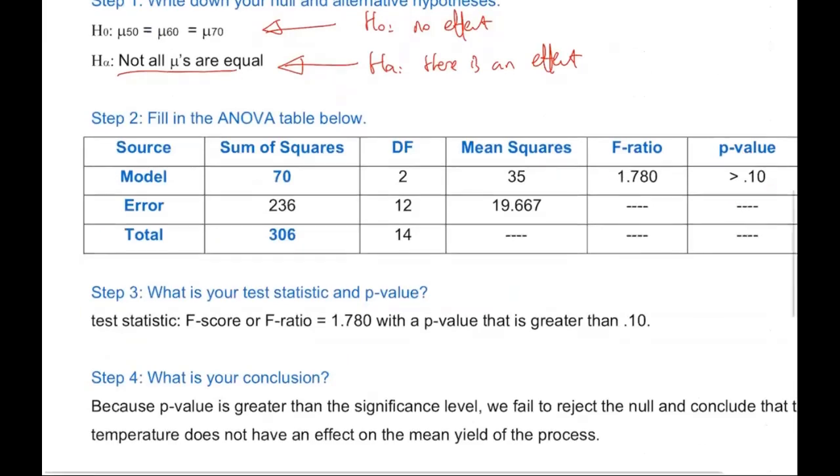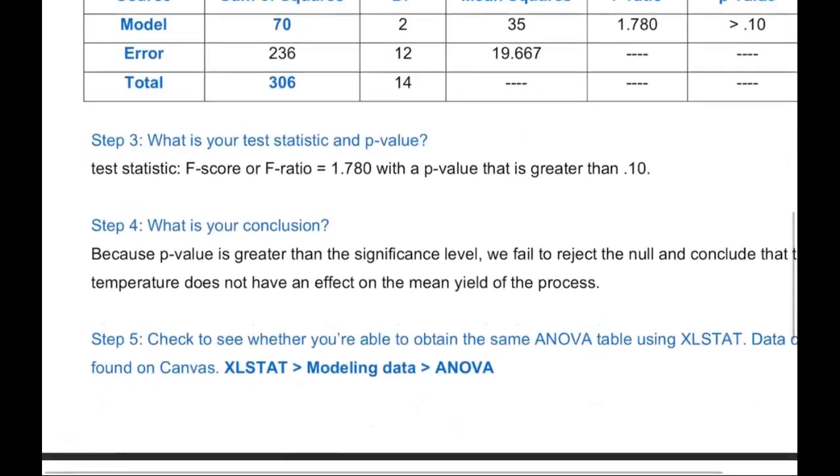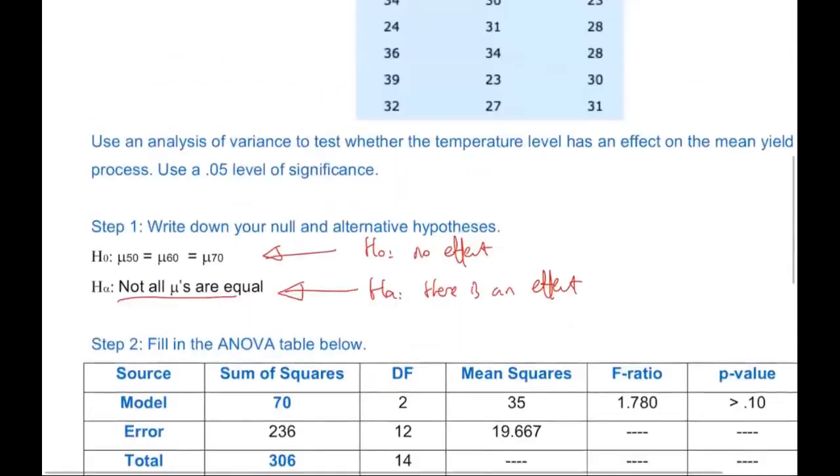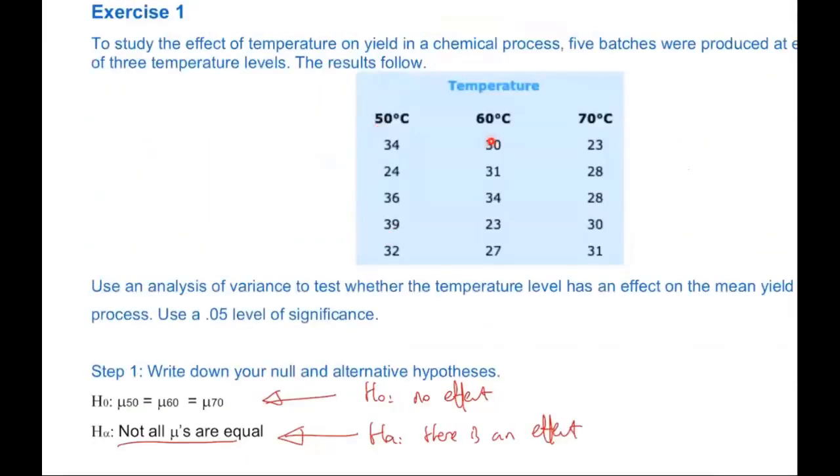And the conclusion is the p-value is greater than alpha, so we fail to reject, and we can conclude temperature does not have an effect on the mean yield. That means from this data, the averages of those three look pretty much the same. They are not different.